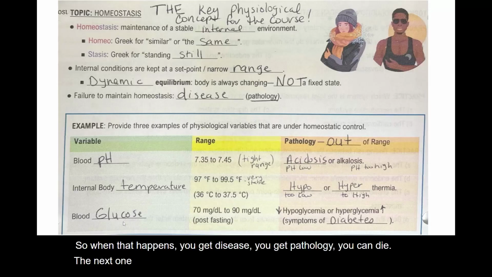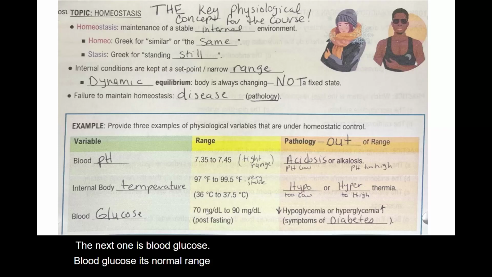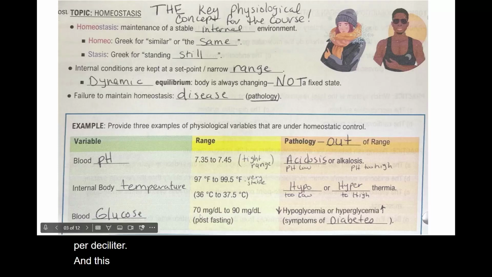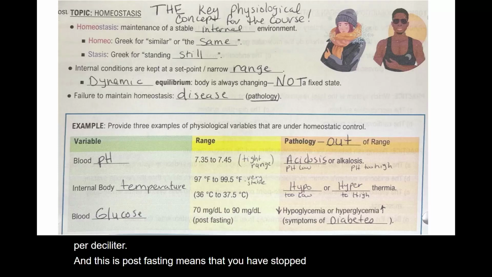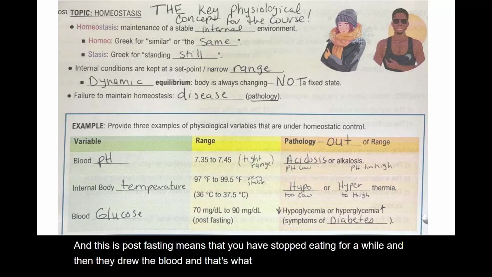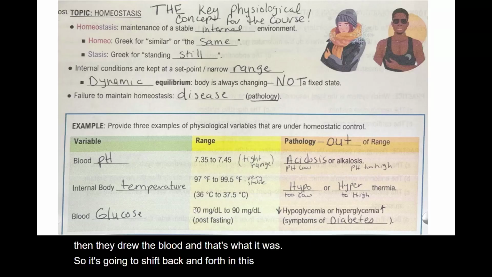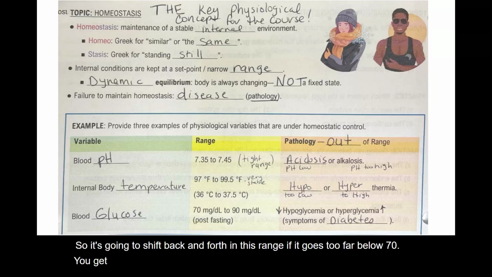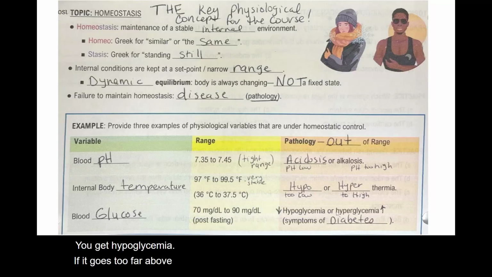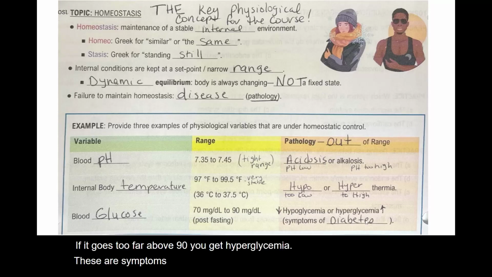Next one is blood glucose. Blood glucose, its normal range is 70 milligrams per deciliter to 90 milligrams per deciliter. And this is post-fasting, means that you have stopped eating for a while, and then they drew the blood, and that's what it was. So it's going to shift back and forth in this range. If it goes too far below 70, you get hypoglycemia. If it goes too far above 90, you get hyperglycemia. These are symptoms of diabetes. If you can't stay in that normal range, the pathology is diabetes.